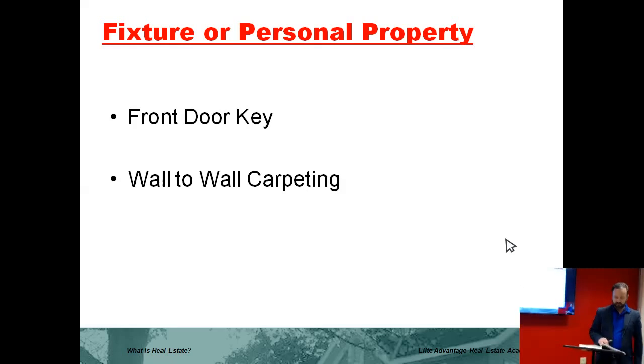Because although these tests may seem simple, there is no uniformity in the court decisions regarding what constitutes a fixture versus not. But let's look at this. How about a front door key? Is that a fixture or is that personal property? Okay, personal property. What else?